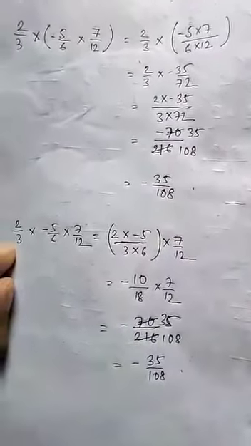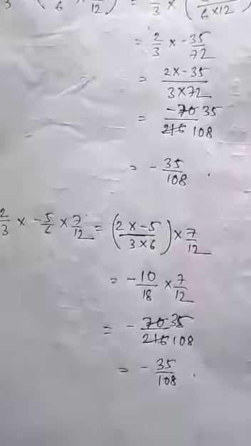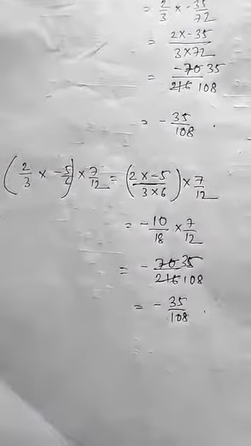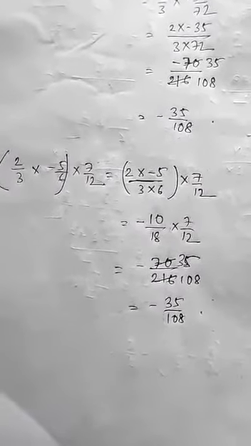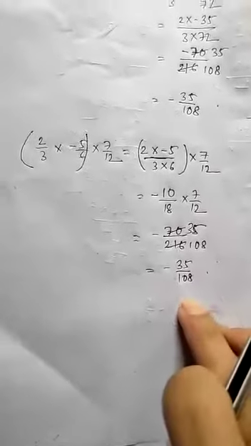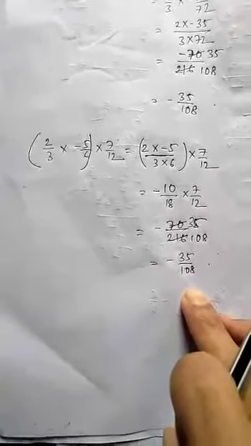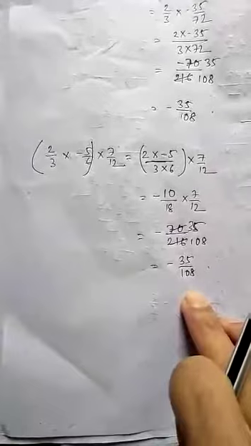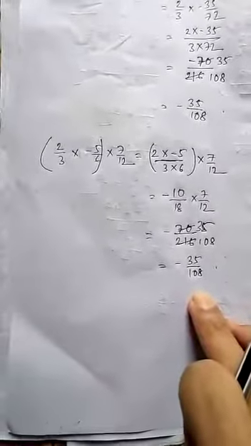But in the case of 2 by 3 into minus 5 by 6 in the first bracket into 7 by 12, then also it will give the same result. So we can say that the multiplication of rational numbers is associative.